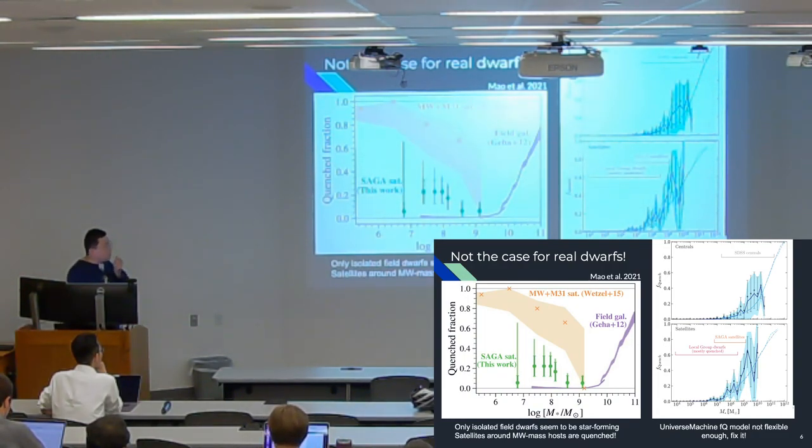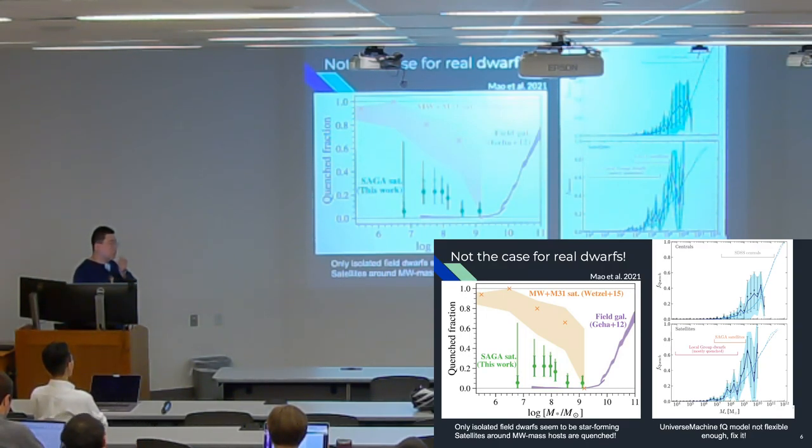So on the left, these are observations. In the purple band, that's field galaxies. They are mostly star forming, down to stellar mass of 10^7.5. But obviously, if you look at satellites around Milky Way mass halos, that's not the case. They shouldn't have a quench fraction of 0. A significant portion of them are star forming.